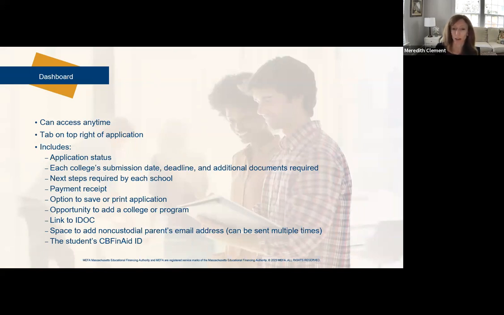This is also where you can add your non-custodial parent's email address. So if you haven't done that already, and you've noticed that as a student, you have a non-custodial parent that needs to fill out a profile, if you haven't notated the email address of that non-custodial parent, you could do so in your dashboard, and you can send that request to fill out that profile. Also on that page is the student CB FinAid ID. So every student has basically a College Board Financial Aid ID. You can find that right on the dashboard.